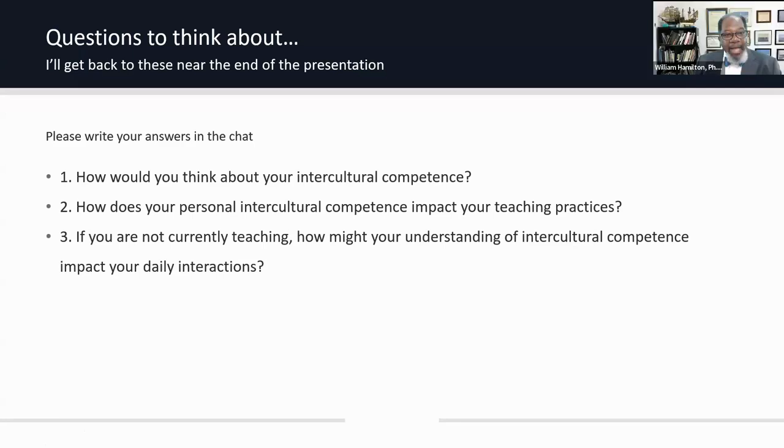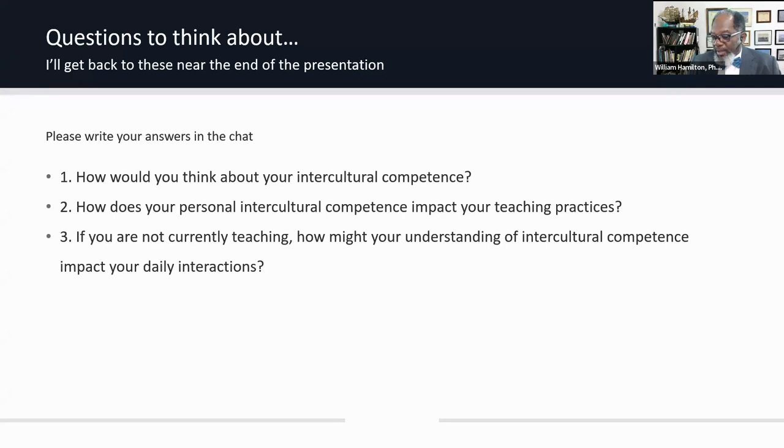I can get it started, so that they kind of get an idea. So the first question was, right? How do you think about your intercultural competence? And then some of the comments were, you know, very high. I've made this element a priority. I'd like to know where I need to close the gap. Moderate. I effectively and appropriately communicate and interact with people from different backgrounds. Always learning. I have high competence in this area.